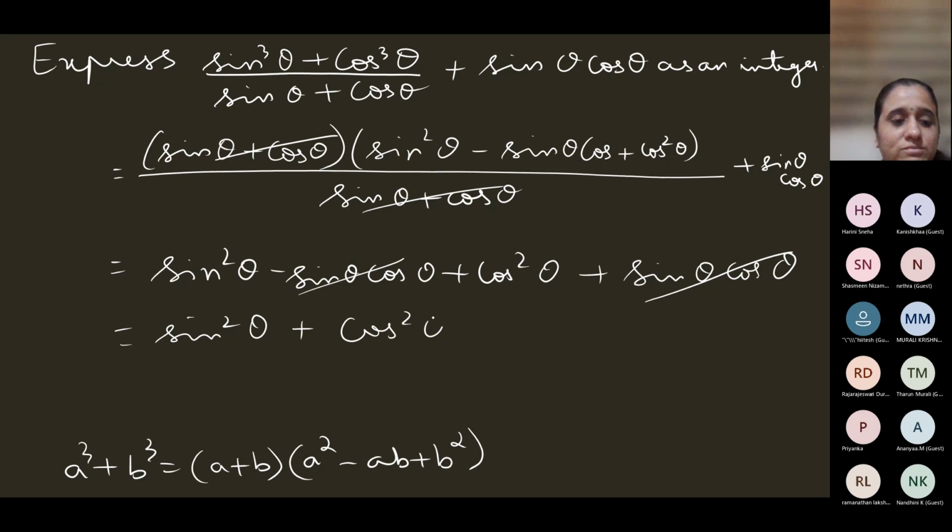And 1 is an integer. So we have expressed it as an integer. The value of the given expression is 1. You can write 1 as sine cube theta plus cos cube theta divided by sine theta plus cos theta, plus sine theta cos theta. That is 1. The value is 1.